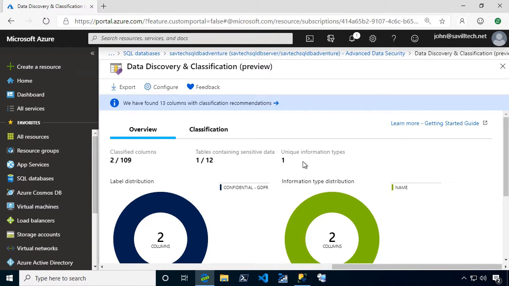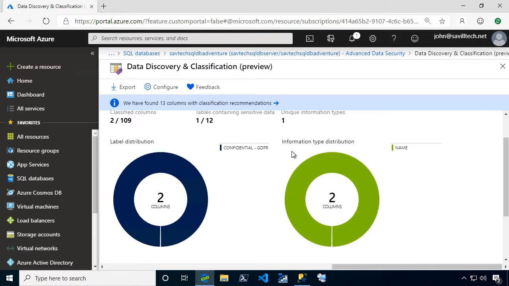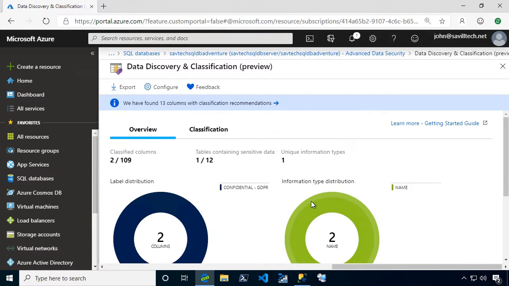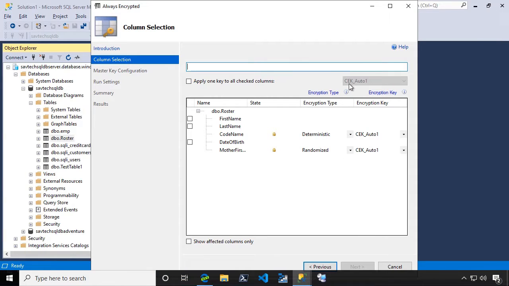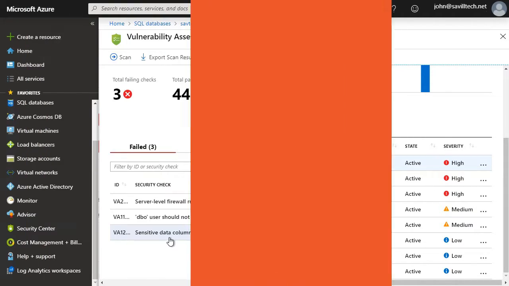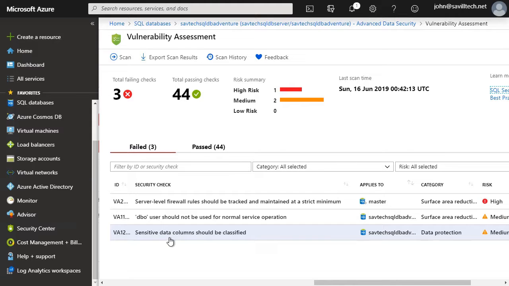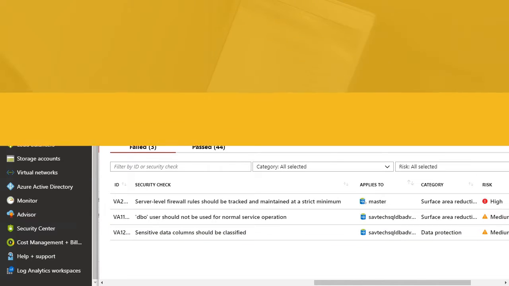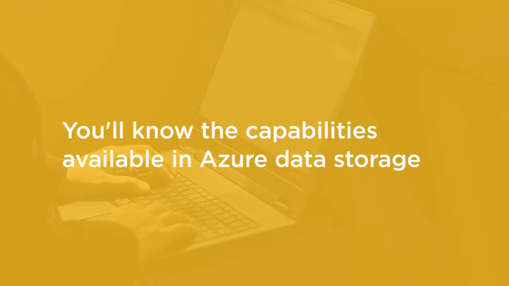If data is the most important asset for pretty much any organization, its security needs to be the organization's top priority. In this course, we're going to look at the key data security technologies in Azure related to Azure Storage, Azure SQL Database, and Azure Cosmos DB. By the end of this course, you'll know the capabilities available in Azure Data Services that can be used to enhance the security of your prized data.